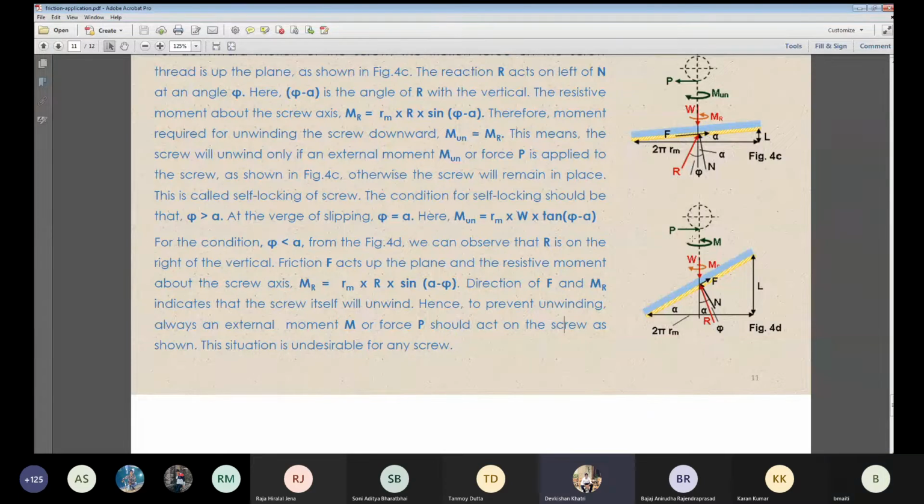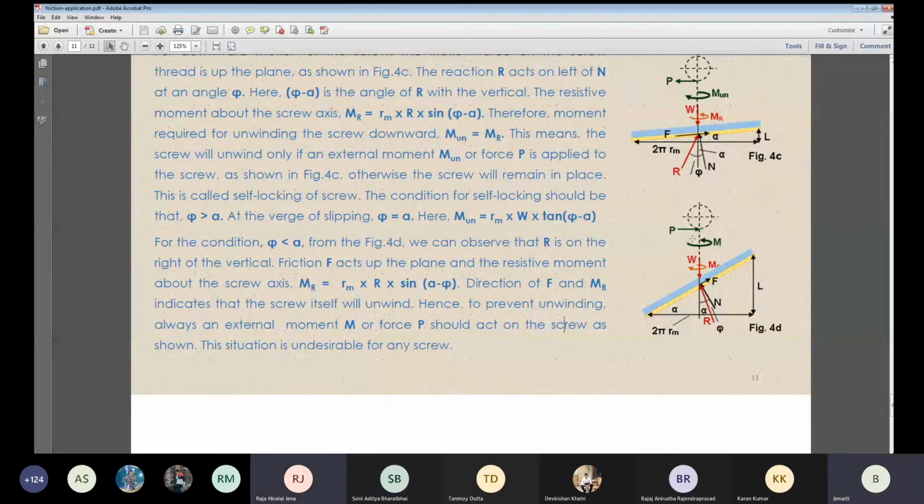All right. Hello. Have you seen this particular picture 4C? Is the R same as in 4C? Okay. We have to stop the screw from unwinding automatically in 4D. So we have to apply a moment.